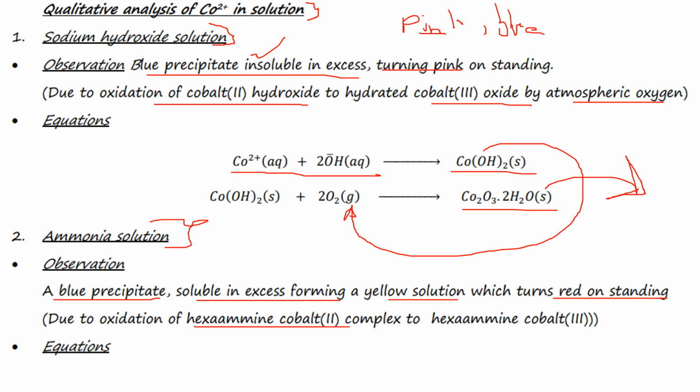Remember that the hexammine cobalt 2 complex is what causes this yellow solution to form. Now what causes it to turn red or brown is the oxidation of this hexammine cobalt 2 complex to hexammine cobalt 3 complex in solution. And let's look at the equations.